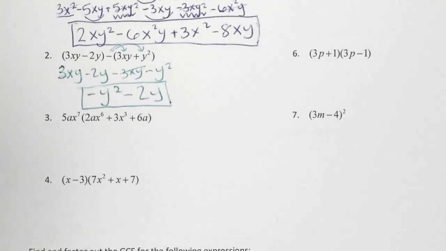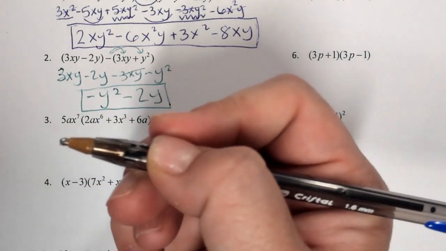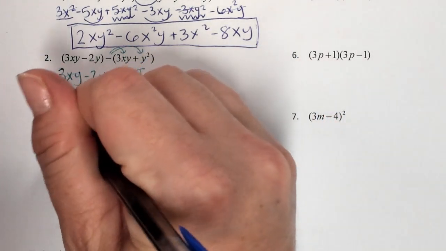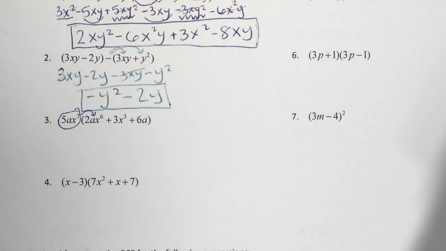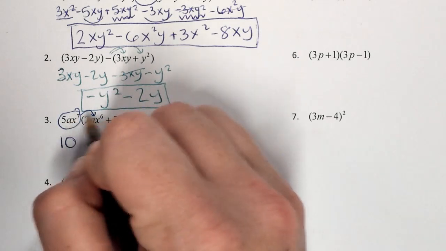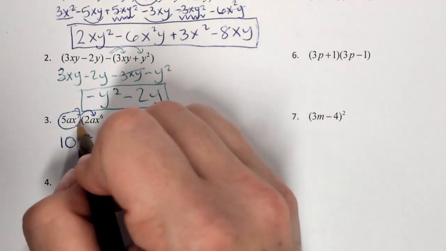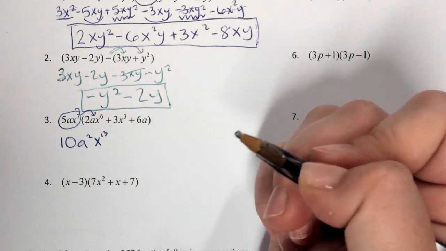Okay, so look at number 3. Again, there's something in front. So we're going to distribute it. Remember, we add our exponents when we're multiplying. So 5 times 2 is 10. A times a, well, that's 2a, so a squared. X to the 7 times x to the 6, well, 7 plus 6 is 13.